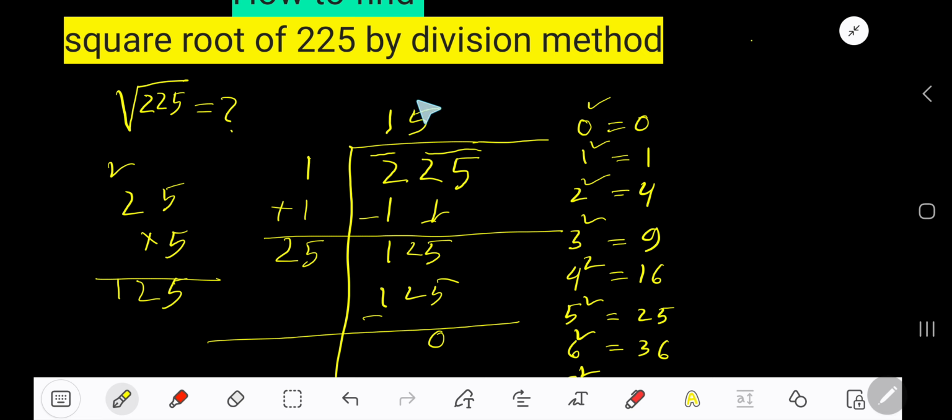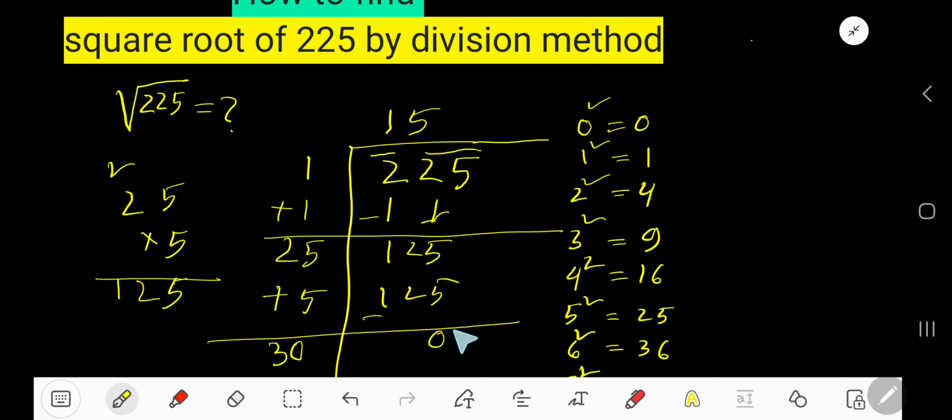Okay, you have placed 5 here. The 5 must come before the divisor and you need to add. So 25 plus 5, 30. Look, this new divisor will be double of this quotient. 15 times 2, 30. So our square root is correct.